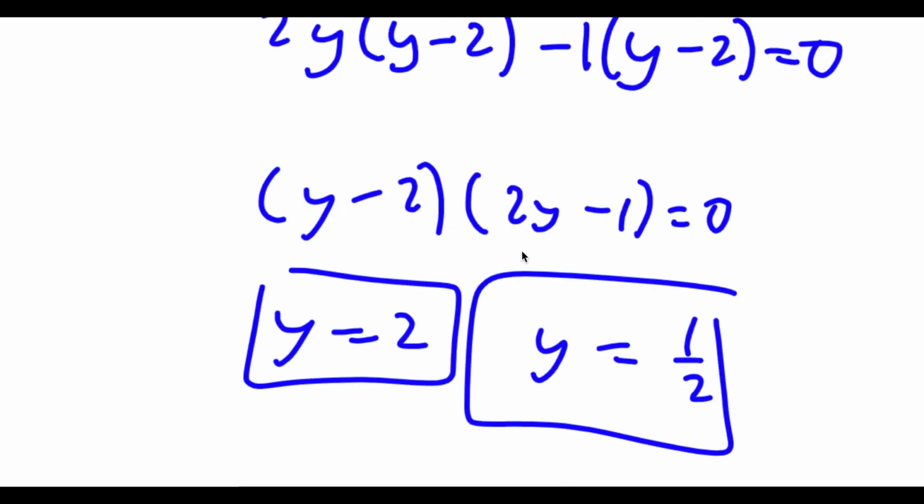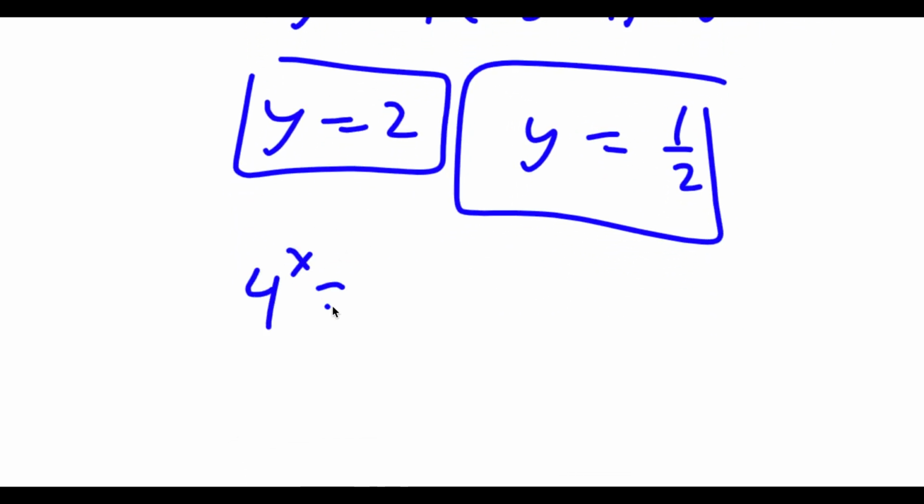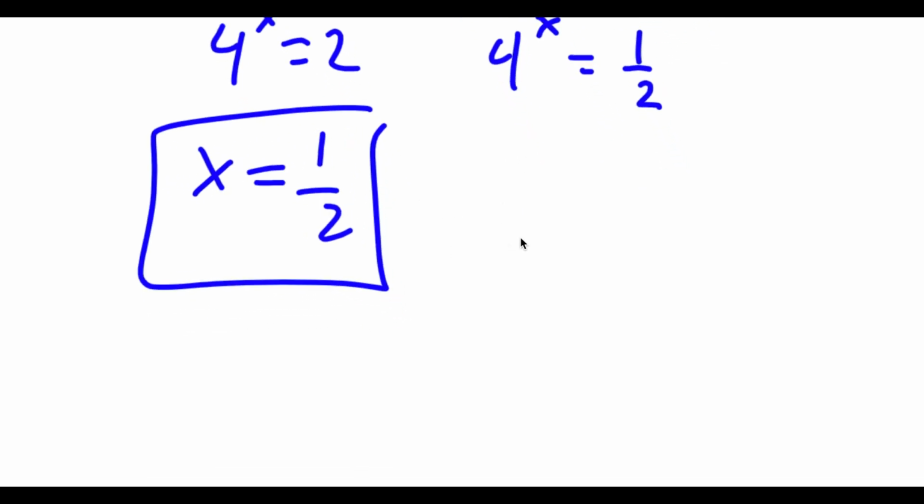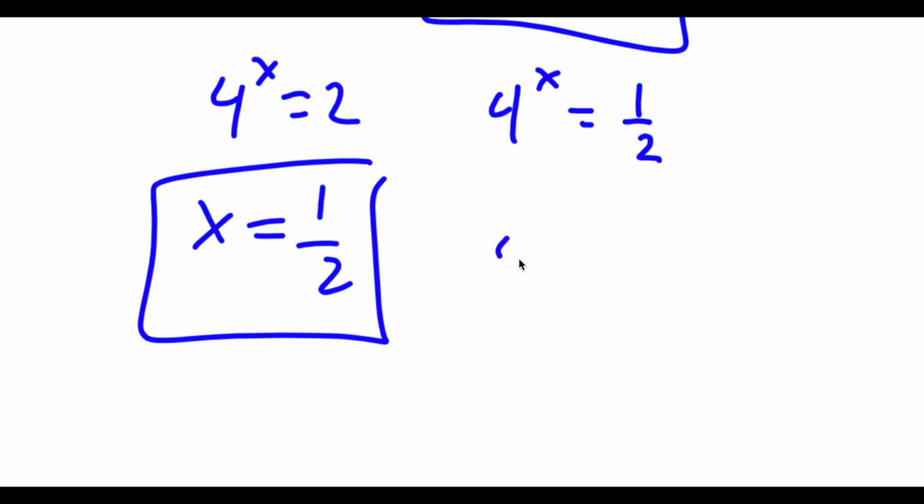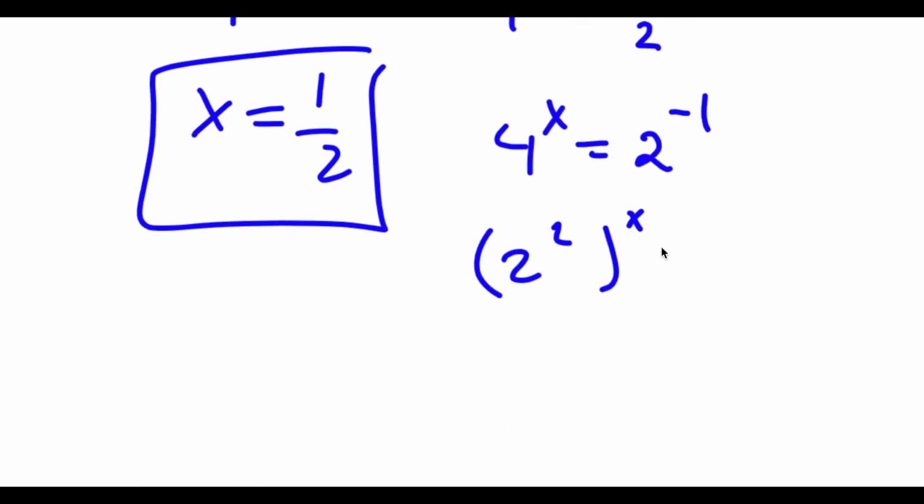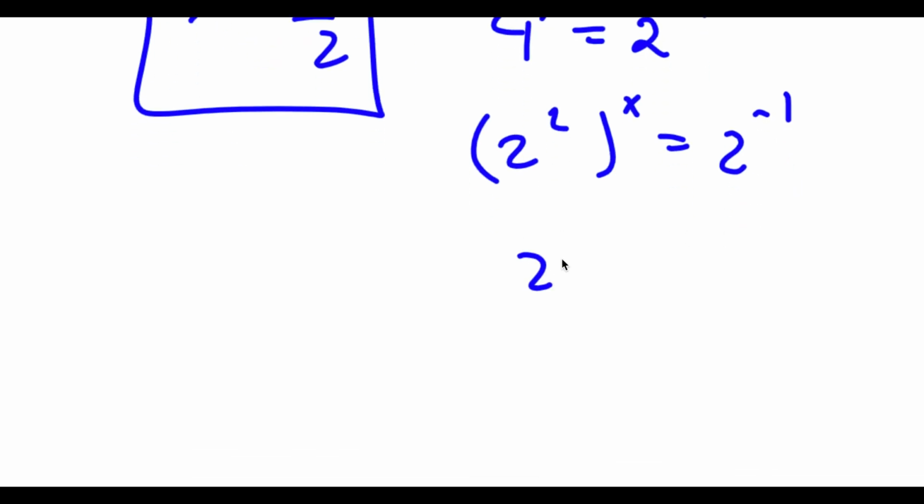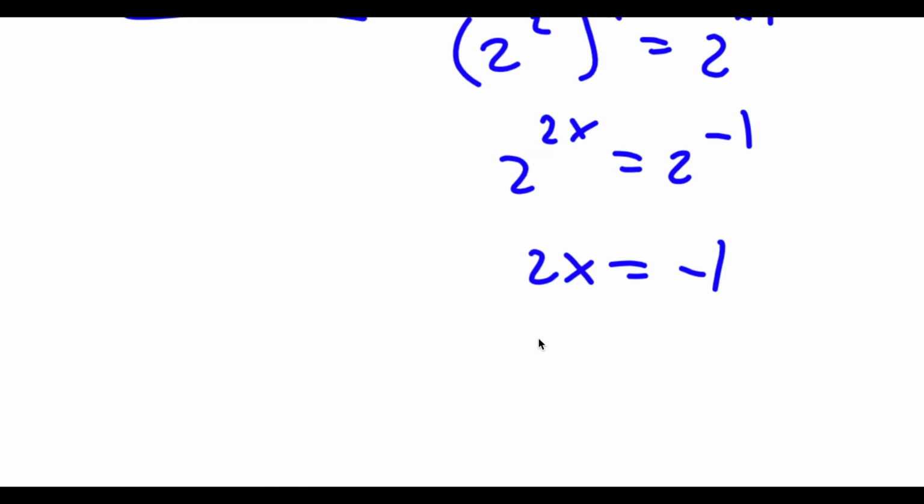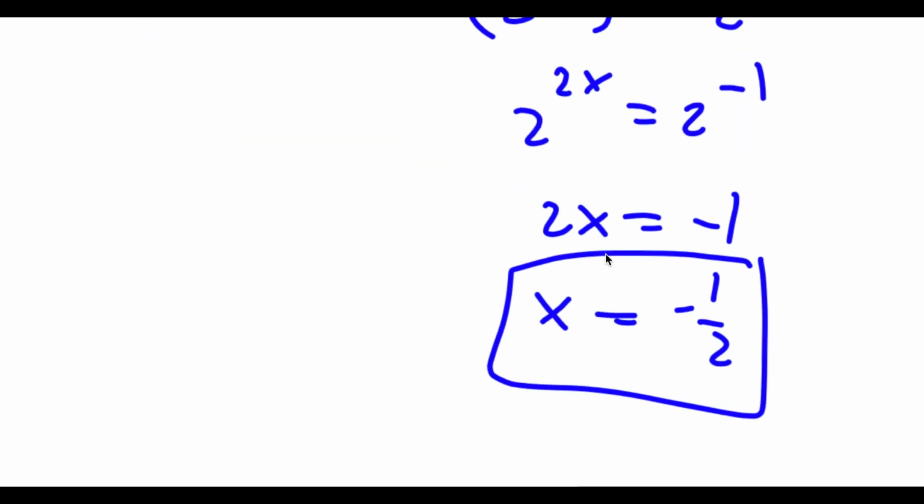Now remember how we let 4 to the power of x equal to y. So I have 4 to the power of x is equal to 2, and I have 4 to the power of x is equal to 1/2. So for 4 to the power of x equals 2, x is equal to 1/2. So this is one solution of x. And for 4 to the power of x equals 1 over 2, I get 4 to the power of x is equal to 2 to the power of negative 1. And I get 2 squared to the power of x is equal to 2 to the power of negative 1. So 2 to the power of 2x is equal to 2 to the power of negative 1, meaning 2x is equal to negative 1, and x is equal to negative 1/2. So x equals 1/2 and negative 1/2.